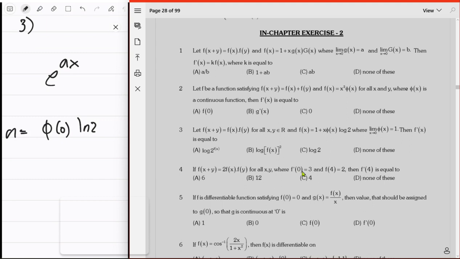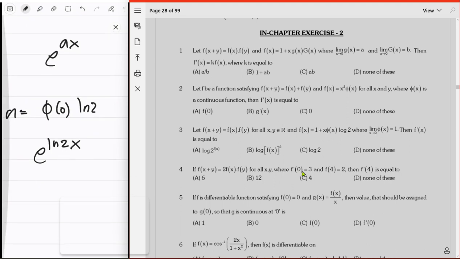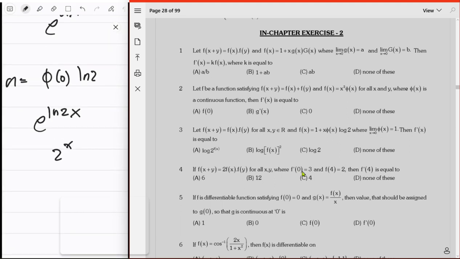And that's equal to 1 times natural log of 2. So it's like e power natural log of 2x. That's what f is equal to. So basically like 2 power x. So f'(x) is just 2 power x natural log of 2.